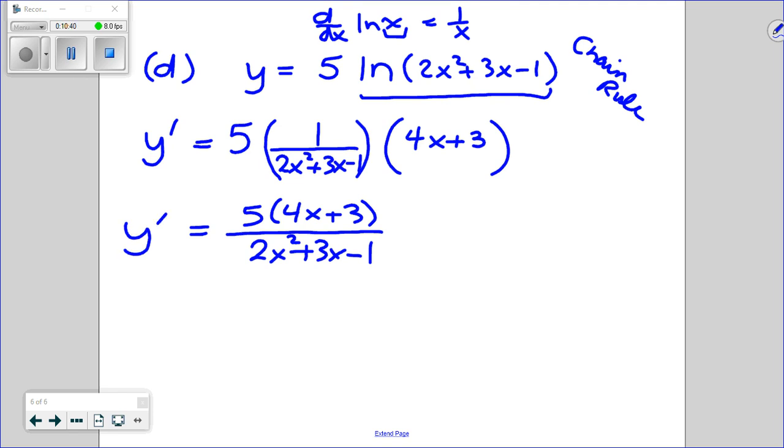So anyway, I just wanted to show you how chain rule would work with logarithmic functions. Okay, so we'll definitely practice this some more in class tomorrow.